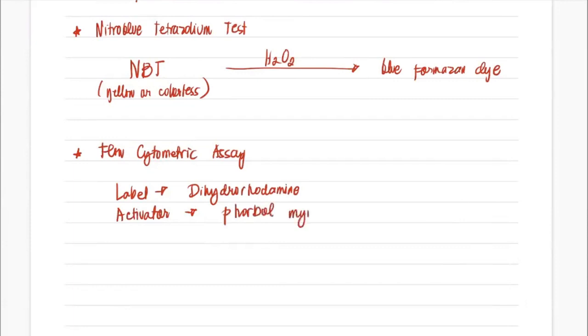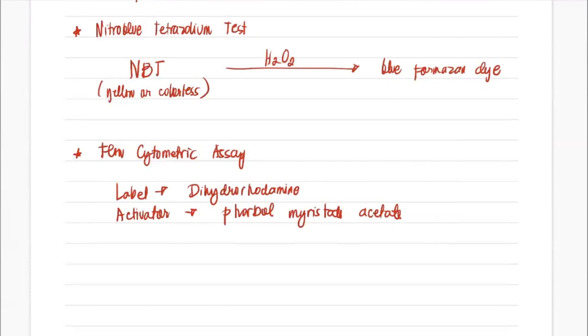4-ball myristate acetate. Okay, 4-ball myristate acetate. So that is the activator. So when your neutrophils are activated, of course, they will fluoresce. Nagkakaroon ng fluorescence if na-activate, no, yung mga neutrophils. And that is the positive result.